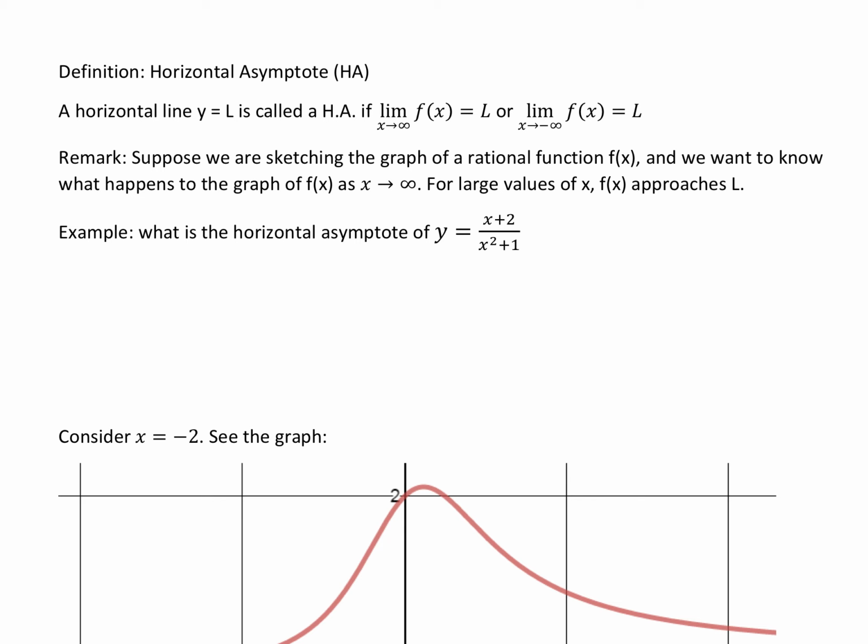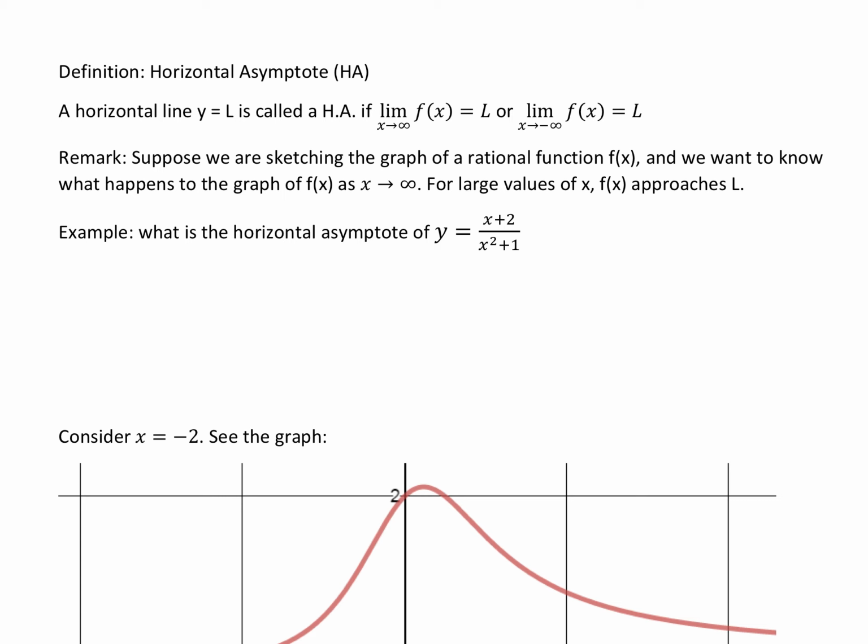As a remark, suppose we're sketching the graph of a rational function. We want to know what happens to the graph as x gets very large. For these large values of x, we know f of x will approach the asymptote L. But some of the asymptote knowledge that you have from pre-cal might be a little bit warped, a little bit skewed. So we're going to go through an example here.